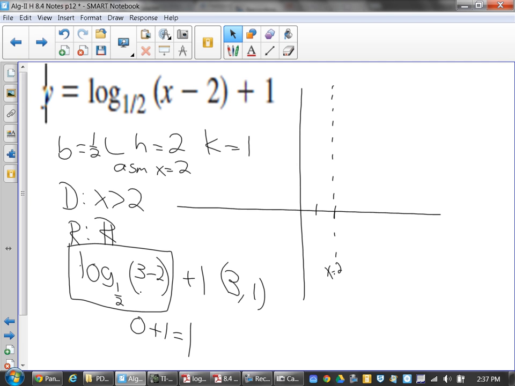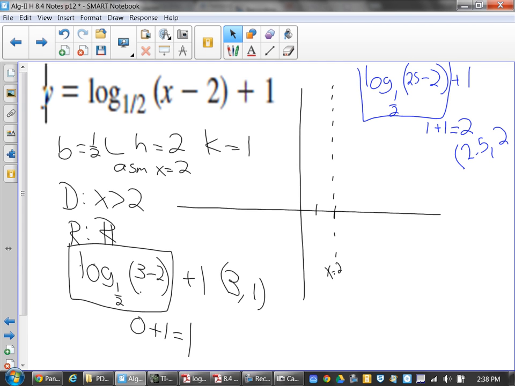I do the same thing to get the same base. So I want log base 1/2 of parentheses something minus 2, plus 1. What do I put in for that value of x to make the parentheses equal to 1/2? 2.5. So log base 1/2 of 1/2 is 1. What's 1 plus 1? 2. So my ordered pair here is 2.5 and 2. When we plot it, we had 3 and 1, 2.5 and 2. Is that mirroring the idea that it's working downward? And you're done. Yes, ma'am?